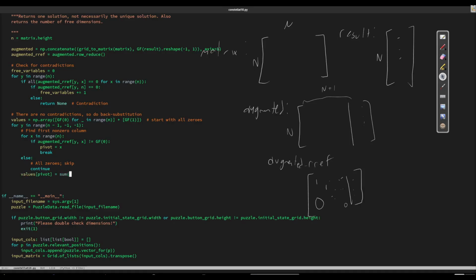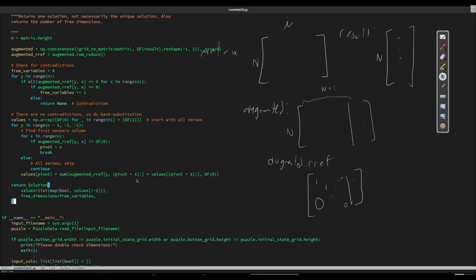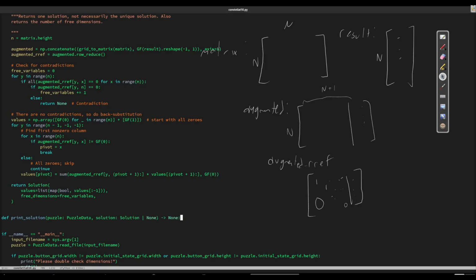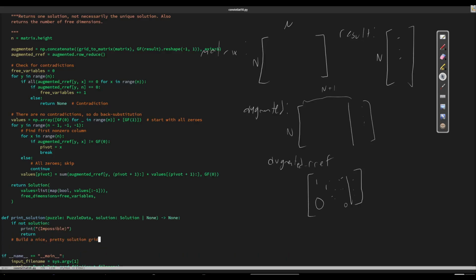Once we have our pivot, update the value of the pivot based on the known values of the variables to the right. Finally, produce our solution structure, consisting of the values we built up, as well as the count of free variables. We omit the final element of the values array, which again was just a formal pseudo-variable to allow the desired outcome to have an effect on our back substitution. Now let's pretty up the output a bit. Once we have a solution, if it's deemed impossible by our magic row reduction function, we print impossible and return early. Otherwise, print a nice pretty grid in the same format as our input. And just for fun, print the total number of solutions as well.